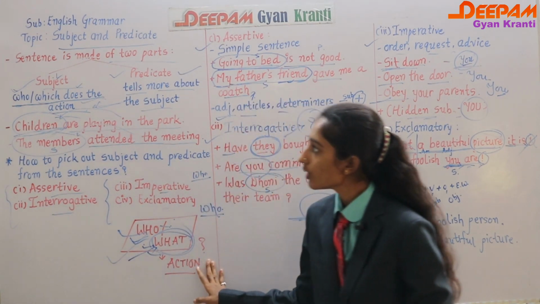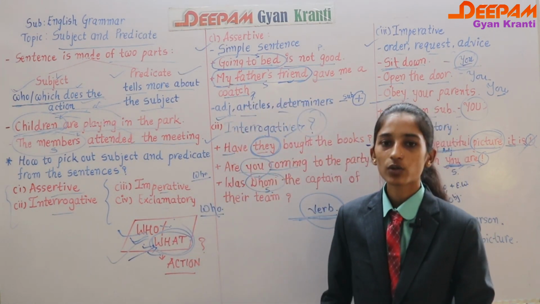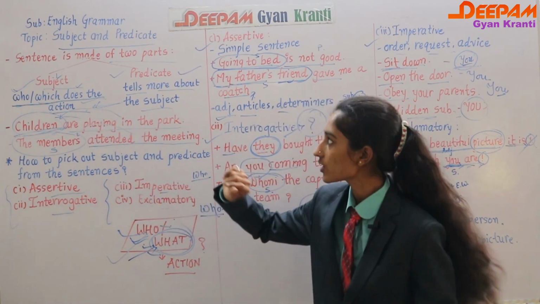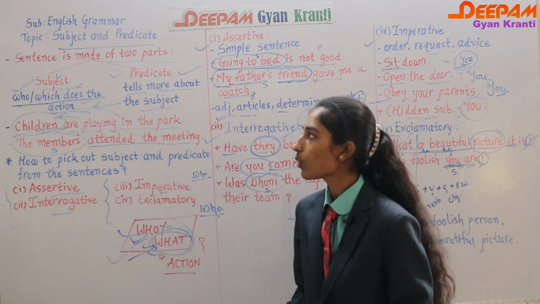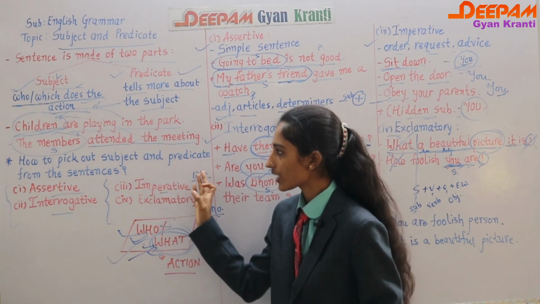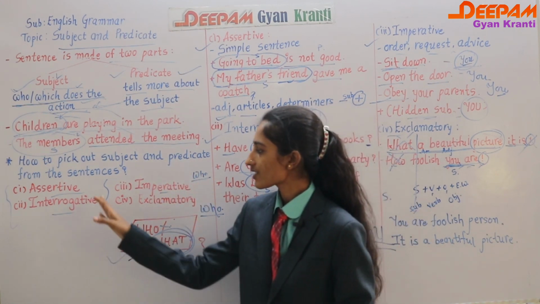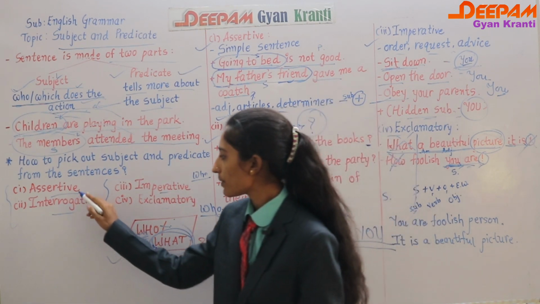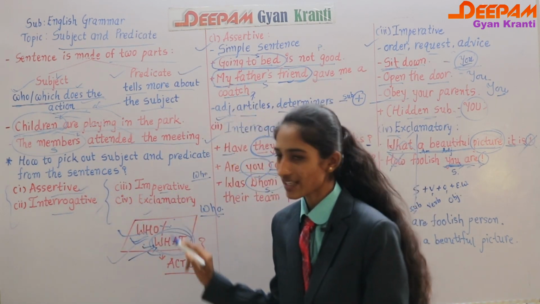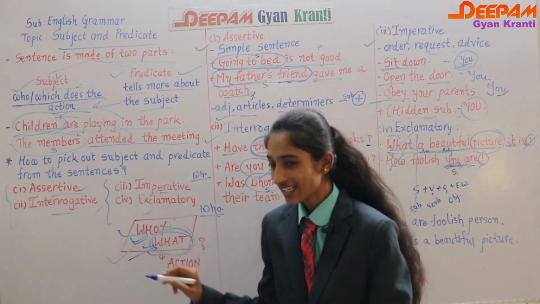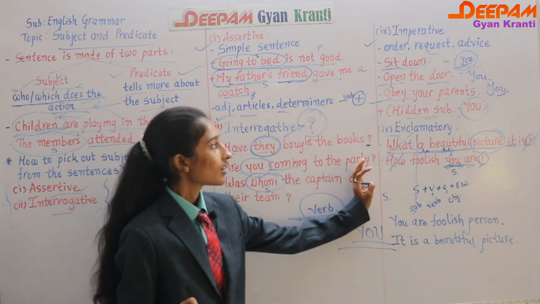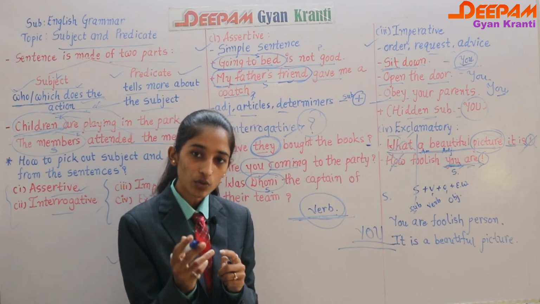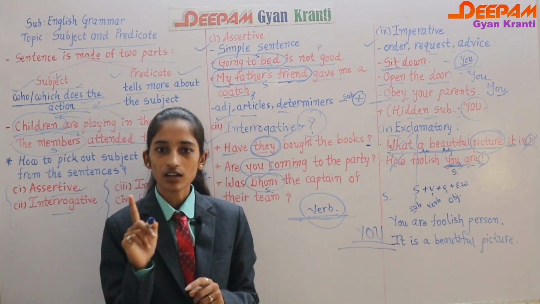So in this video we have already discussed subject and predicate. What is a subject? Who or which does the action, and the predicate tells more about the subject. And we have discussed 4 types of sentences: assertive, interrogative, imperative, exclamatory. There is no problem in assertive, interrogative and exclamatory. The problem is in the imperative sentence, because the hidden subject is not given to you, that is you, and you have to add you as the subject.